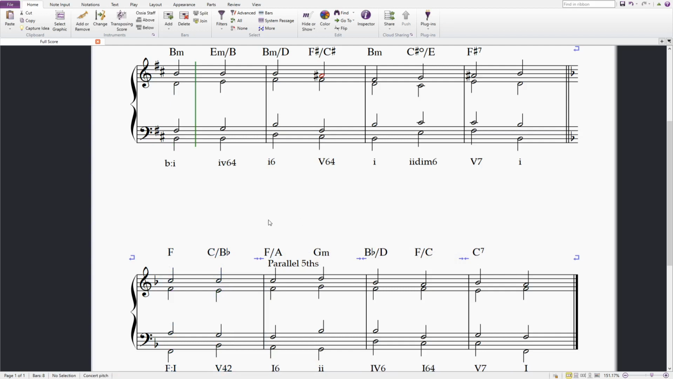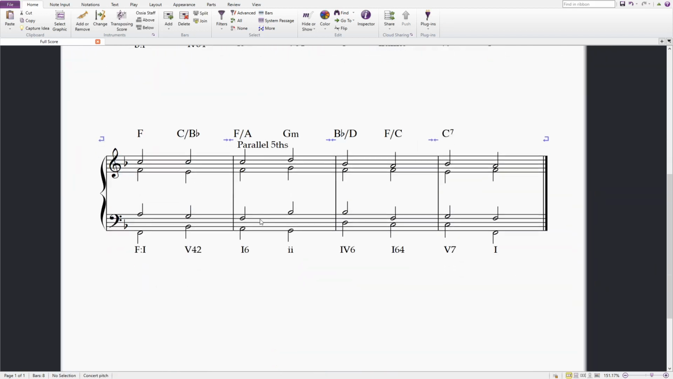Okay, so right away we've got a small problem here, and that is that we've got some parallel fifths. And you can see them clear as day right there in the soprano and alto parts. So that's C and F, those are parallel fifths. And you have those going to a G and a D, again, parallel fifths.